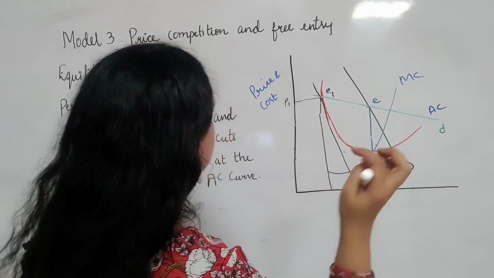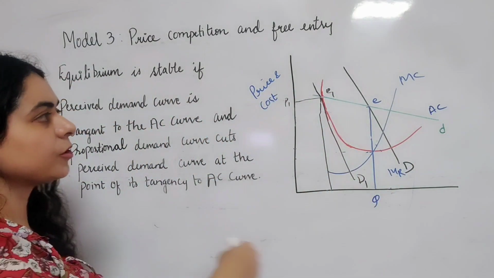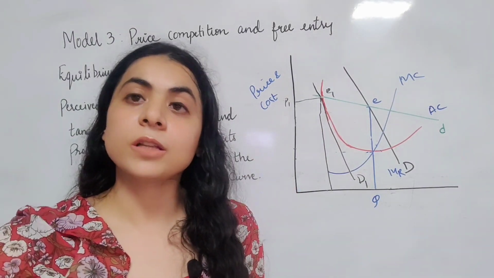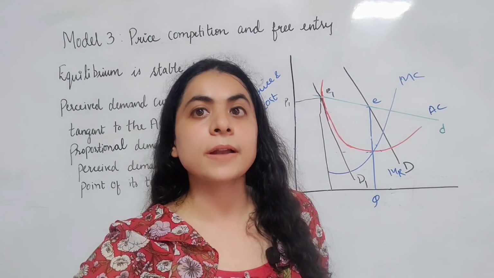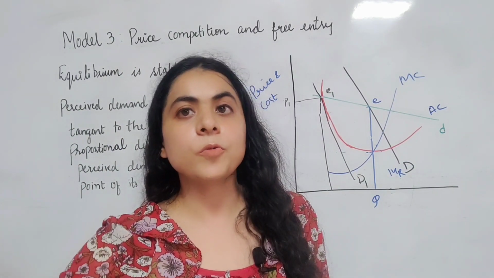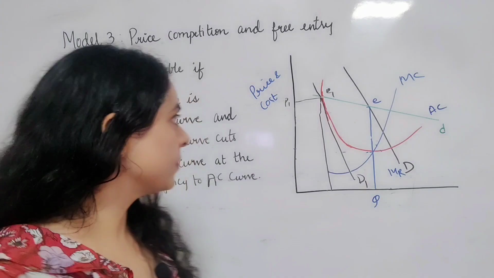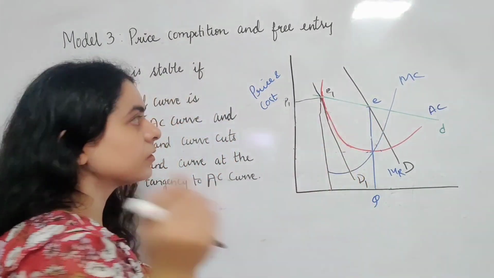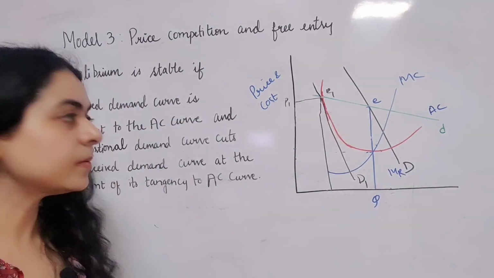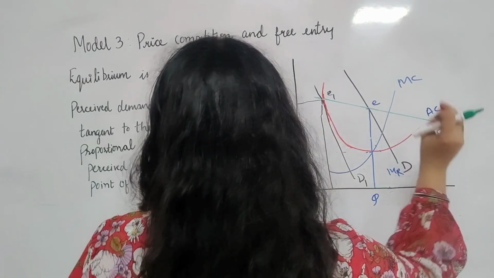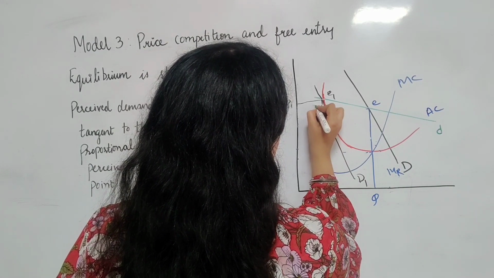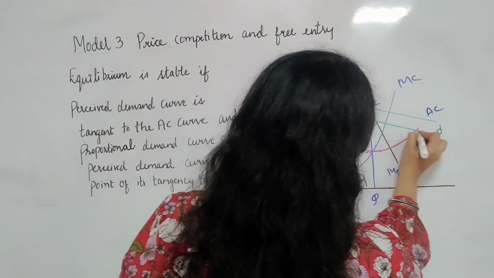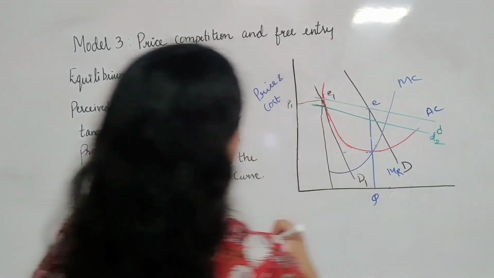The firm believes that by reducing the price of the product, it can increase its sales without taking into consideration the behavior of other firms, and it assumes that all other firms in the group will keep the price of their product constant. But as the firm reduces its price, all other firms will behave in a similar manner. As a result, this perceived demand curve will shift leftwards to D2.